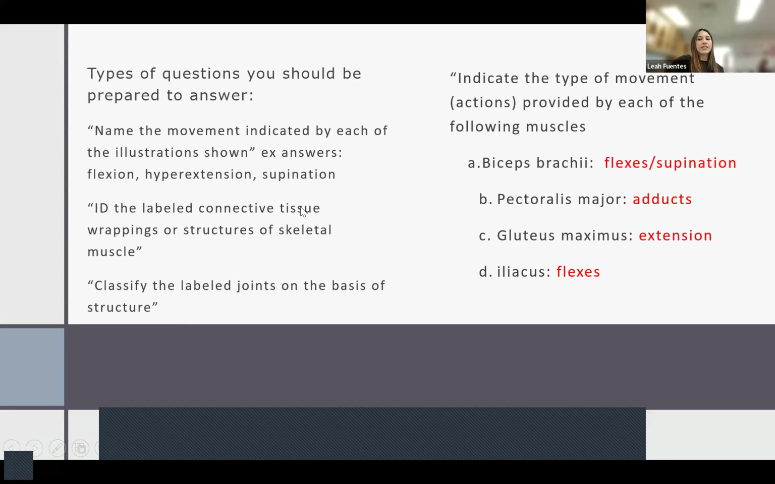Another one is indicate the type of movement or actions provided by each of the following muscles. So the biceps brachii flexes or supinates, the pectoralis major adducts, the gluteus maximus extends, or the iliacus flexes. Additionally, I've seen they'll give you the action, so they'll give you flexes or supination and then ask you to name the opposite of it. So flexion would be extension or supination would be pronation.